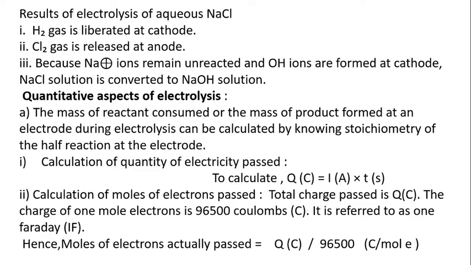In the case of molten NaCl, we have seen a different result, and in the case of aqueous NaCl we have seen different results. So the first result is what? There is a formation of hydrogen gas at the cathode. Hydrogen gas is formed at the cathode. Then the second is the formation of chlorine gas at the anode.